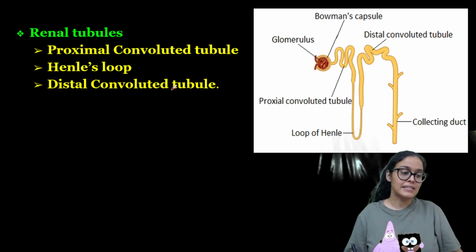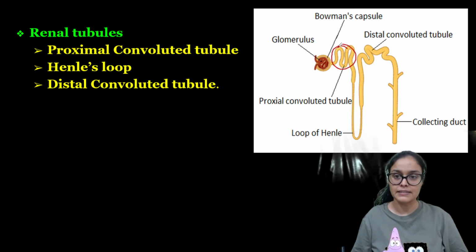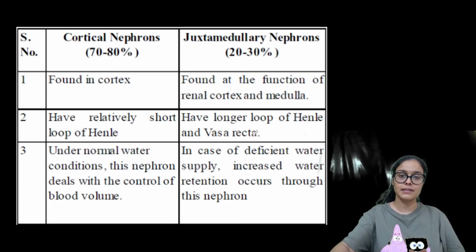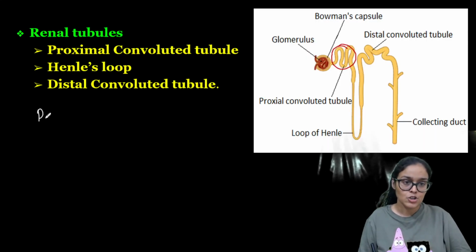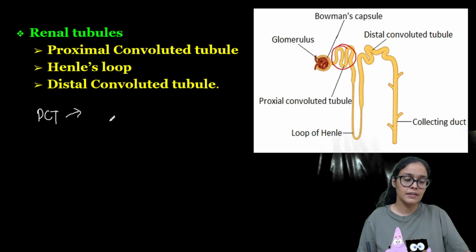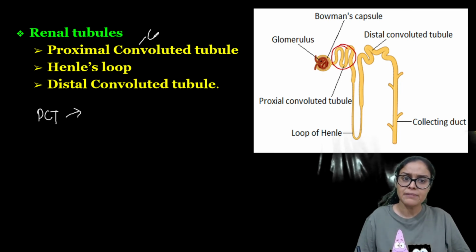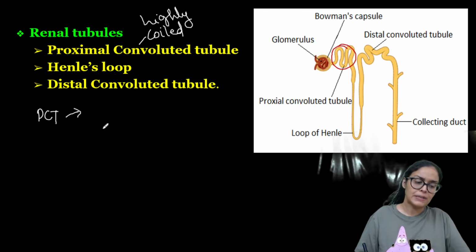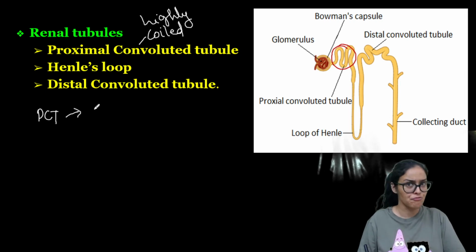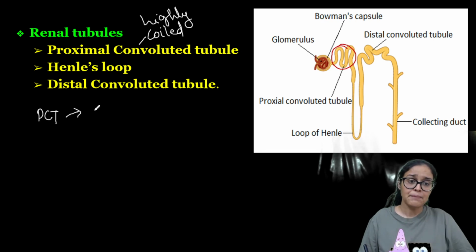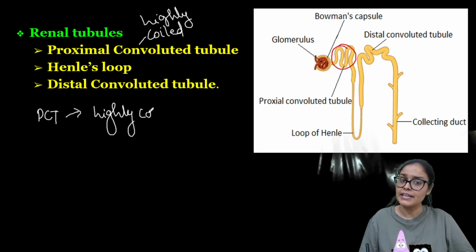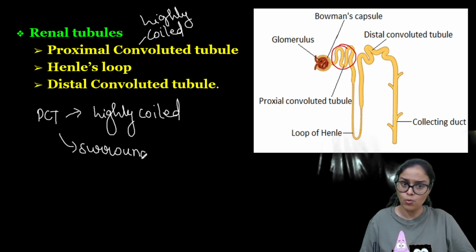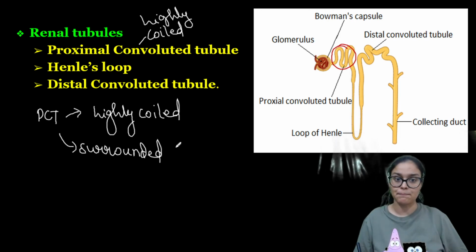So when we talk about PCT, bacha, you can see this is the PCT; the Bowman's capsule opens into the PCT, right? So let me write down about the PCT. What is the important part of PCT? It is the highly coiled part, as we see. Convoluted means highly coiled. Wherever you see the term convoluted, it means highly coiled. So about PCT, what you have to remember is that it is the lower part of the Bowman's capsule, as we can see, and the PCT is highly coiled. I have also told you it is surrounded by the peritubular capillaries. You know what the peritubular capillaries are? It's a part of the blood supply, right?